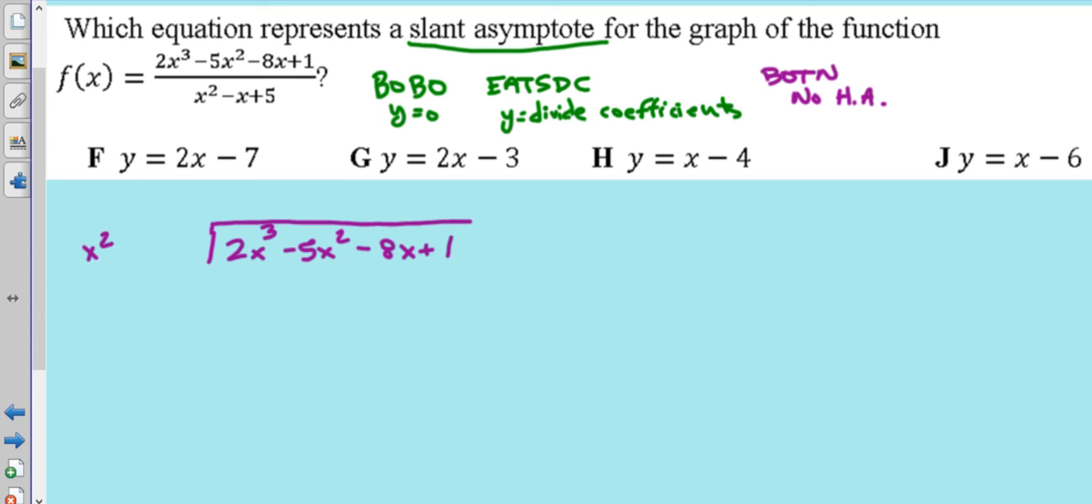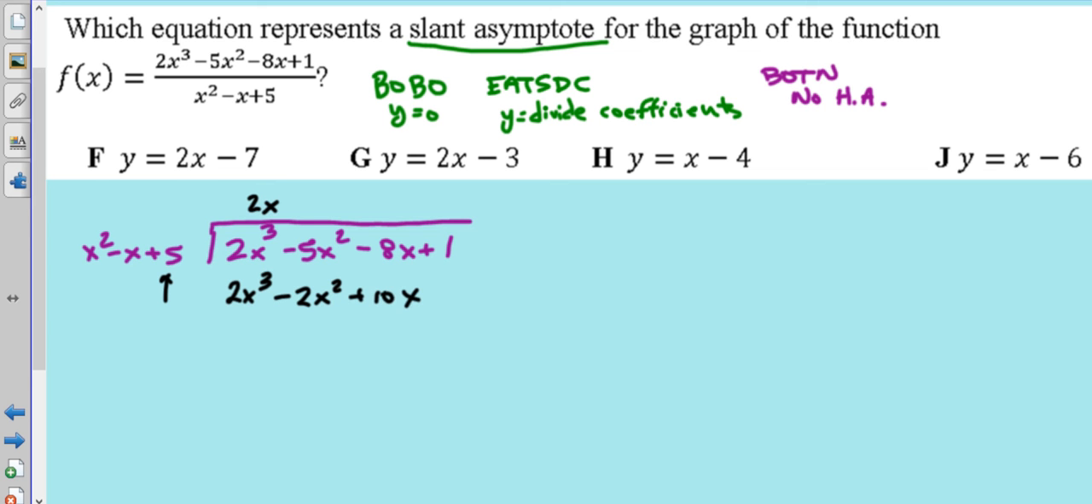So I'm going to divide by x squared minus x plus 5 here. Now, remember the question I asked myself is, what do I need to multiply x squared by to get 2x cubed? Well, the answer is I need to multiply by 2x. So when I multiply x squared times 2x, I get 2x cubed. And then I take that 2x and multiply it times negative x. And so 2x times negative x is negative 2x squared. And then finally, 2x times positive 5 is positive 10x.